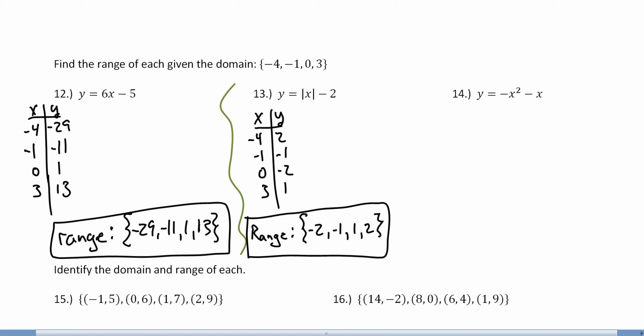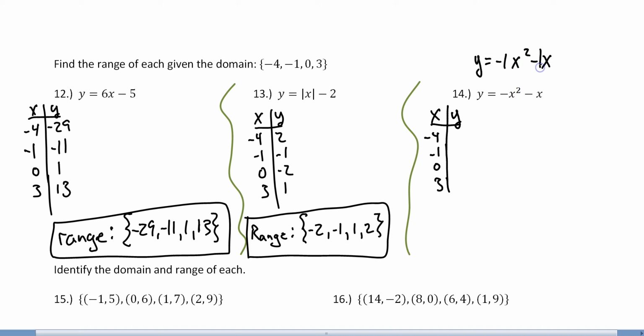Same thing with the next one. Let me draw a quick line to section this off. I'm going to start with my XY chart, and it's basically telling me, hey, plug these specific x values in: -4, -1, 0, and 3. Just be really careful here when you look at this. This is really saying y equals -1 times x squared minus 1 times x.